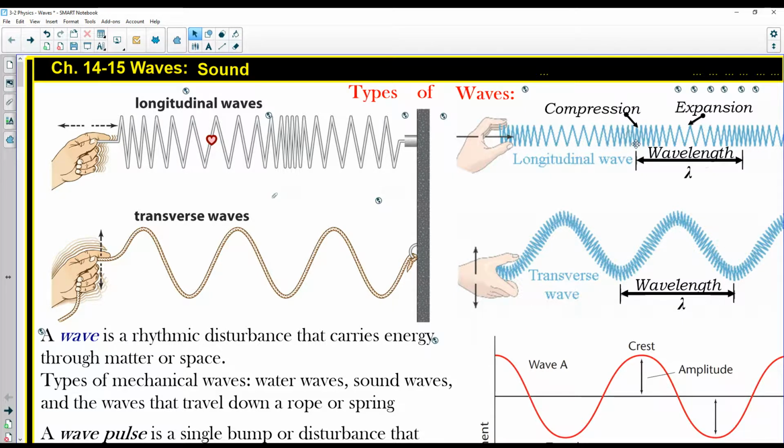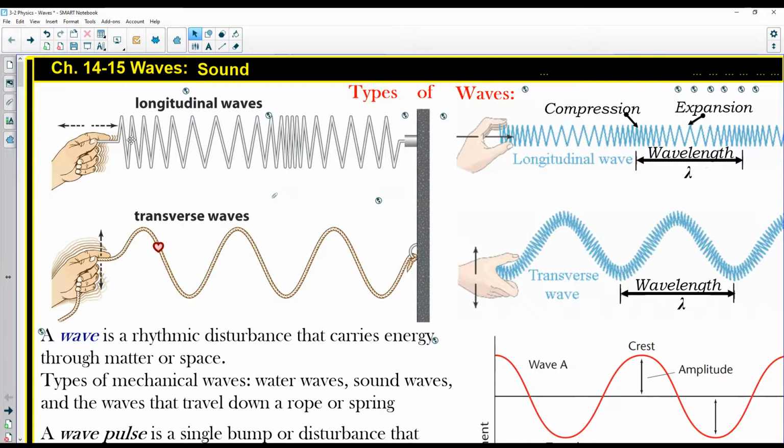From high density to high density is called the wavelength. If you took a ruler and measured the distance from the highest density to the next highest density, that would be the wavelength, and it is measured in meters. For longitudinal waves, the waves are moving left and right, or up and down if you stretch the spring vertically, but we'll only look at the horizontal in the regular physics course.